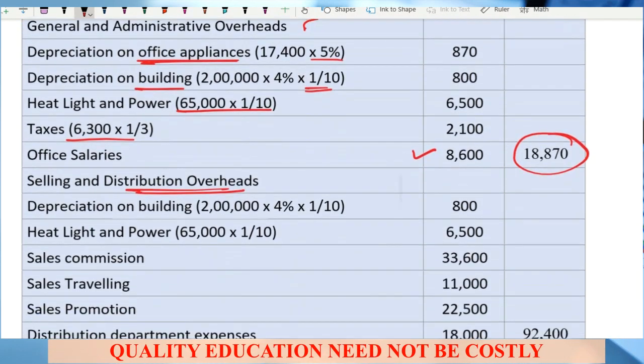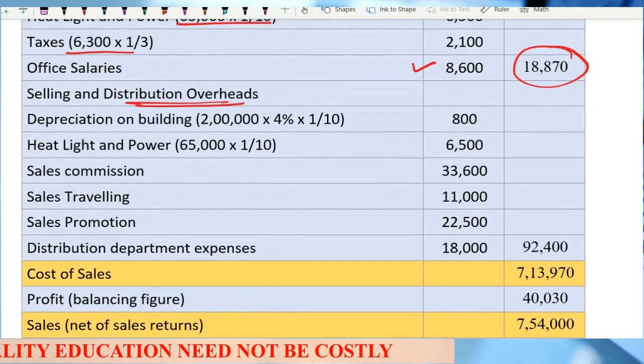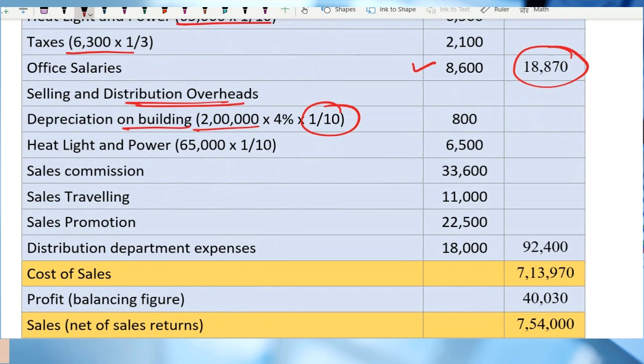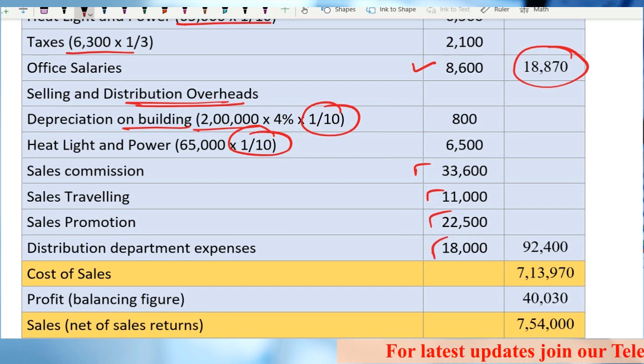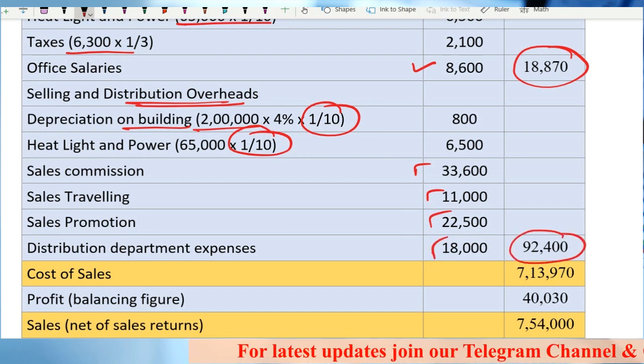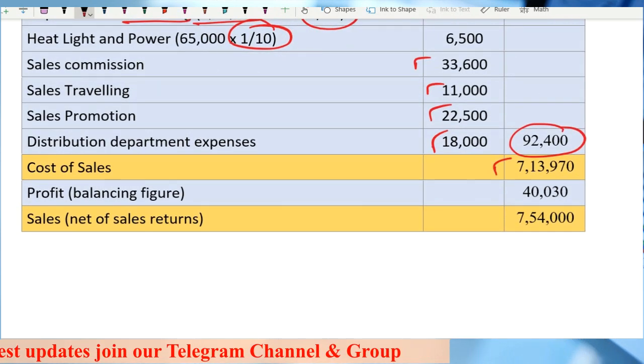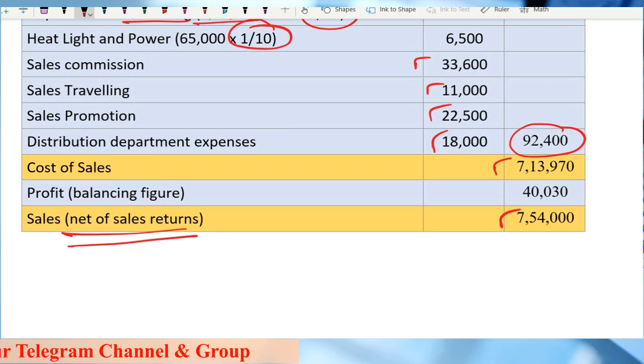Now add selling and distribution overheads. Continuing with that, right? Selling and distribution overhead, depreciation on building 2 lakh into 4% into 1 by 10, because it is the share on that. Heat and light 1 by 10, sales commission, sales traveling, promotion, distribution. Everything is given, sir. Right? These are all the expenses related to the selling and distribution. So the cost of sale is 7,13,000. Sales net of returns is given to you 7,54,000.